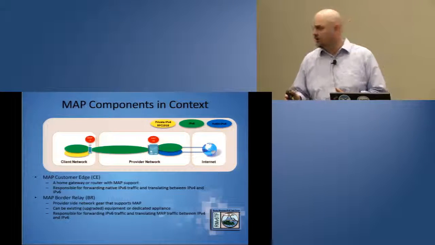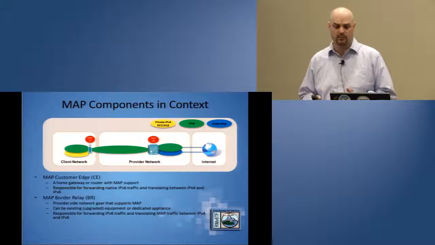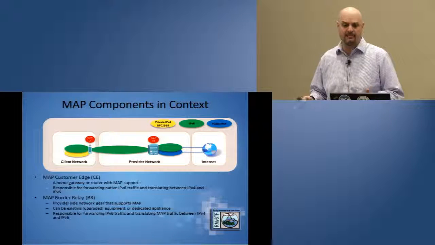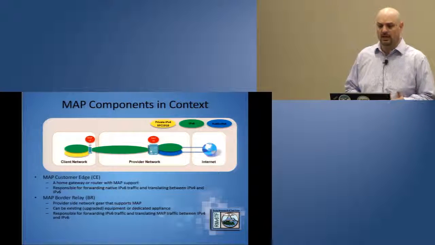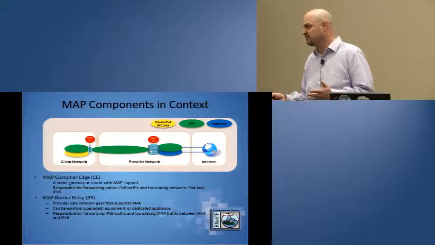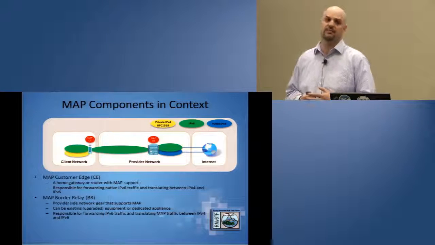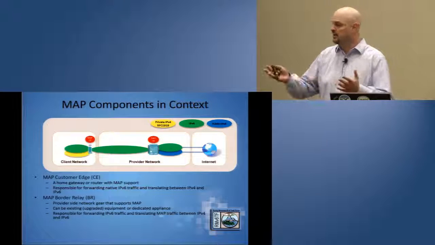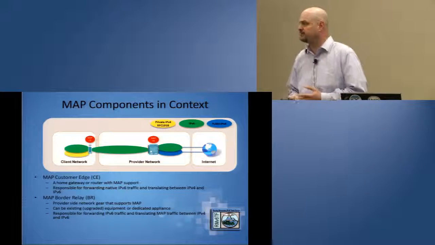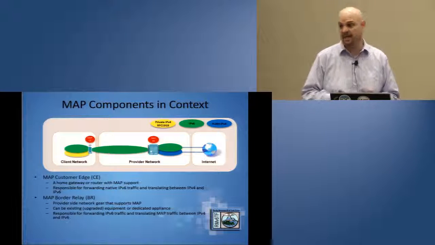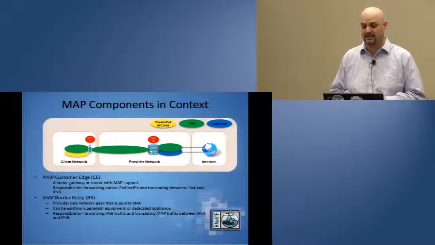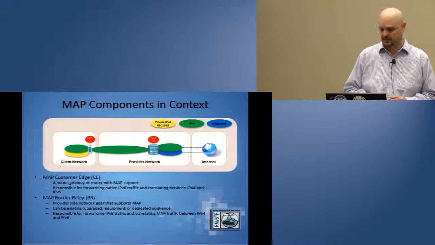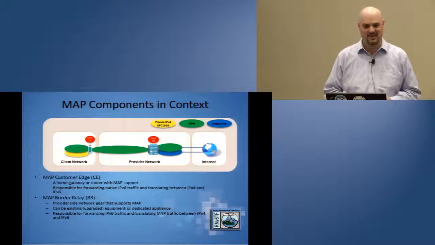The other hardware piece is the border relay, or BR, and it is the terminating side of any MAP deployment. In some cases, it can be an existing piece of equipment that's been upgraded to support MAP. And in other cases, it might be a dedicated appliance that supports MAP, and for that matter, might support other transition technologies that you might want to run concurrently. I'm trying to make A10 happy here.